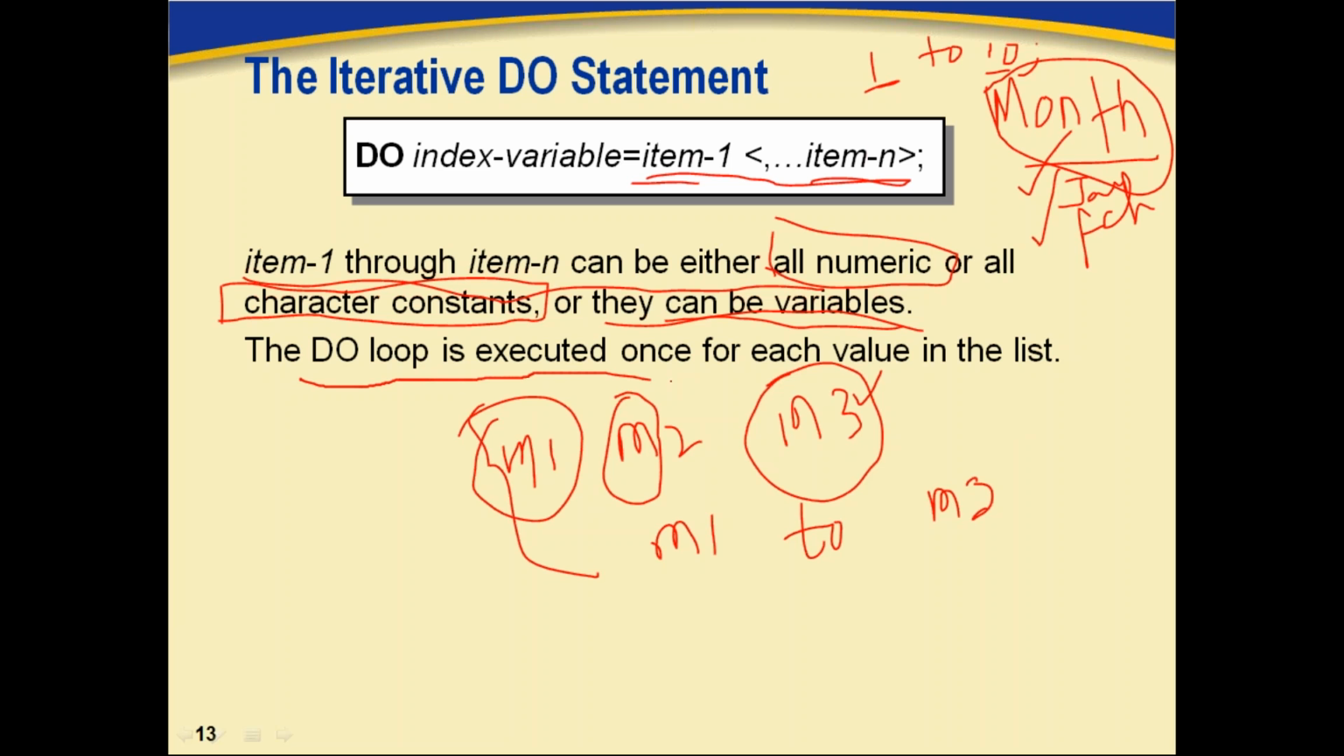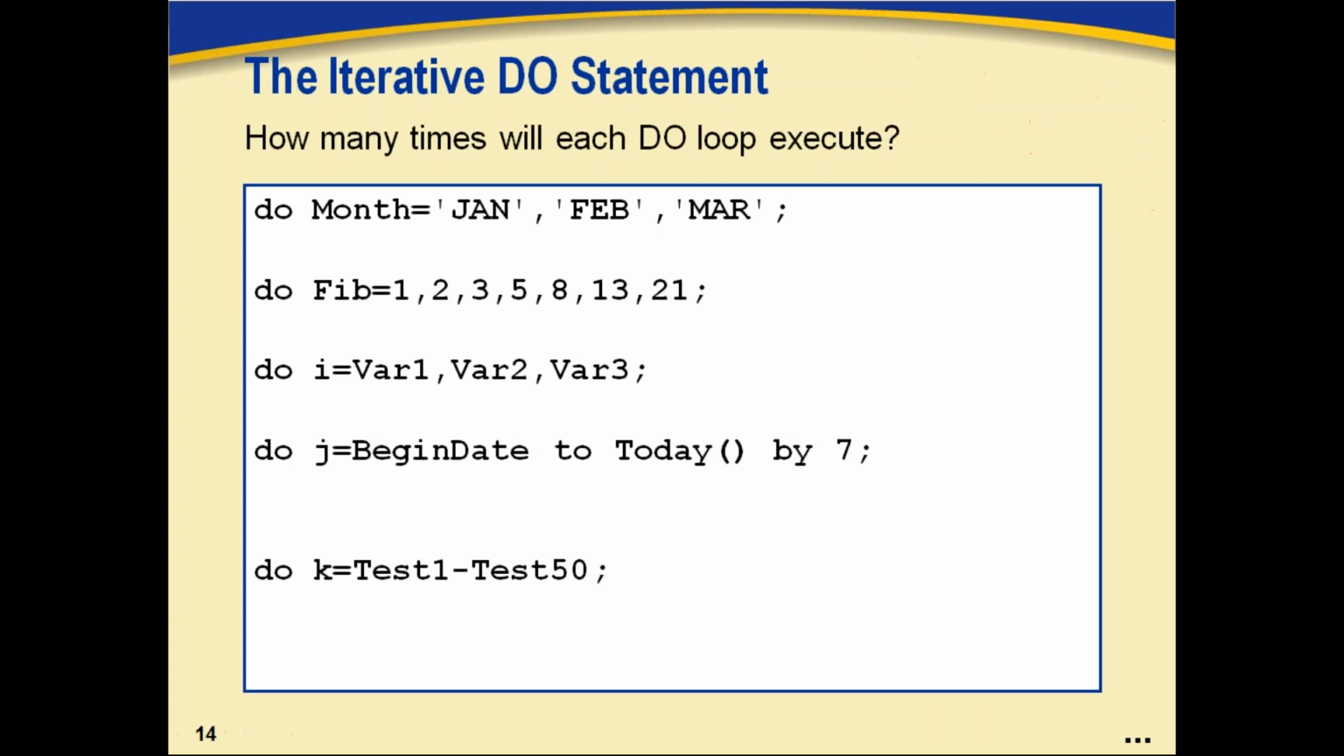The do loop is executed once for each value in the list. So for each value in the list, the loop will execute. What do we mean by each value in the list? If we say 1 to 10, what is the list of values we have here? 1, 2, 3 and so on are the list in that loop. So for each value, the loop will execute at least once. So these are some of the examples.